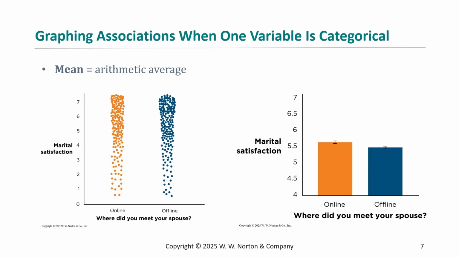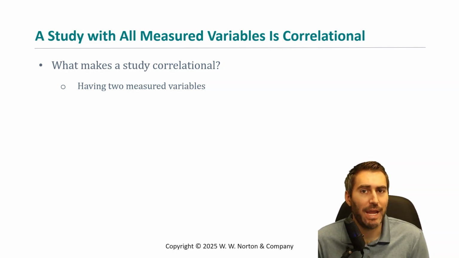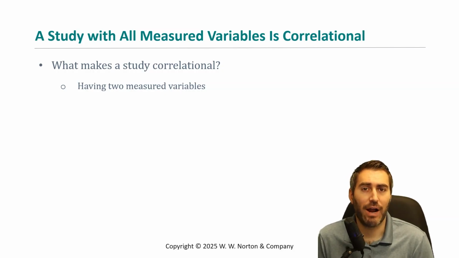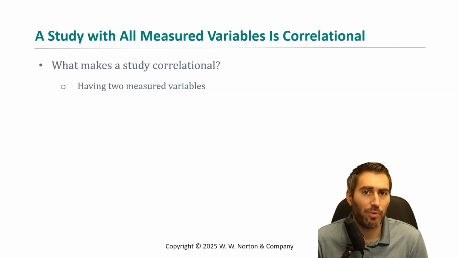We'll see in later chapters that a better statistical approach to use with data of this structure is actually a t-test. So remember, association claims can be graphed using scatter plots or bar graphs, and they can be made using r or differences between means. When making an association claim, the kind of graph you make or the kind of statistic you use isn't important. What is important is having two measured variables.